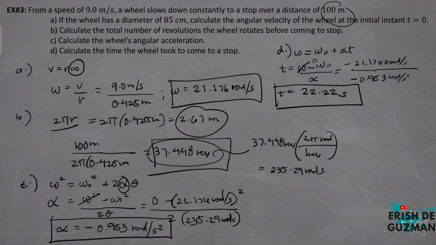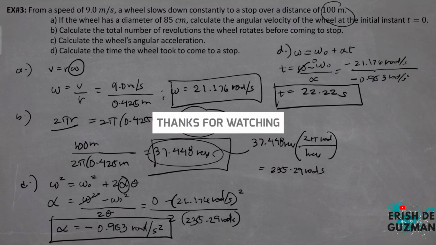Kapag yung wheel ay naka-complete ng 1 revolution, yung wheel advances linearly na distance equal dun sa outer circumference ng wheel as long as there is no slipping or walang sliding na nangyari dun sa rolling motion. And this is example number 3.